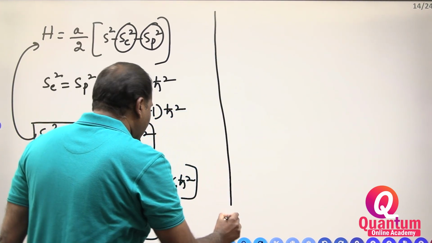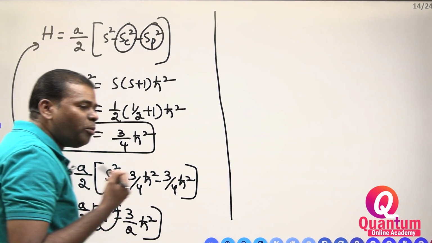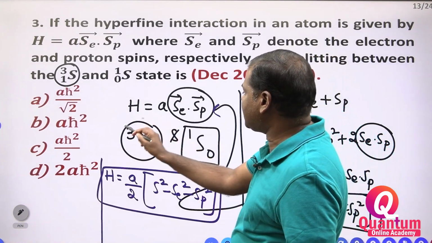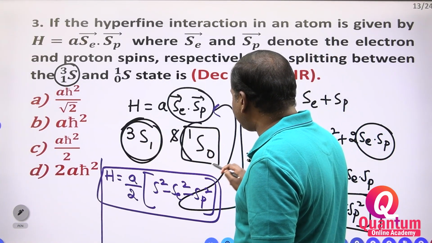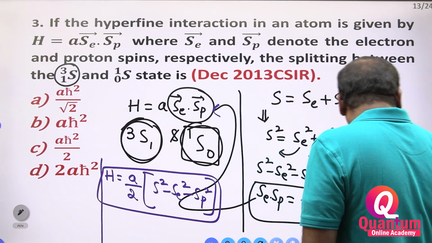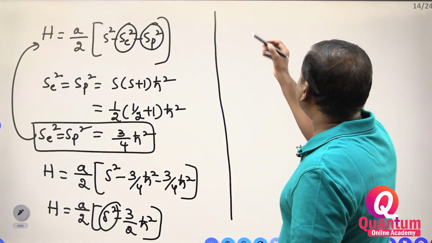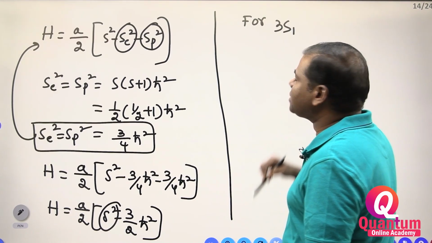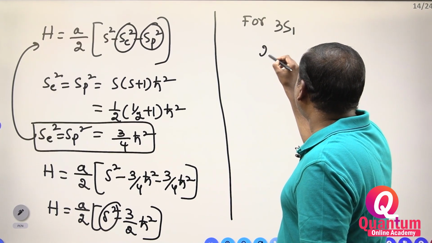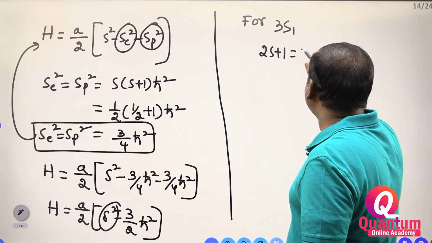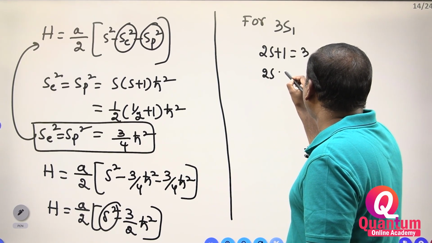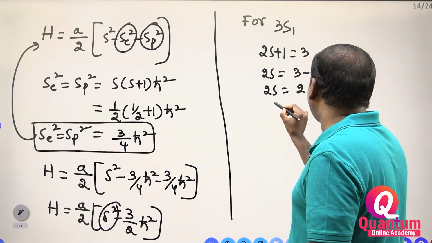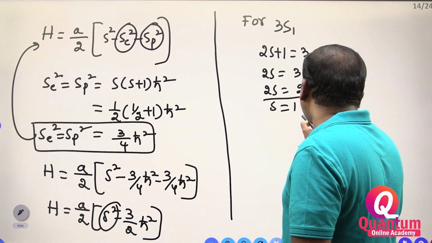Now we have to calculate the S value. How many states are there? These two states are there. One state is 3S1, one more state is 1S0. For 3S1, you have to calculate. The multiplicity 2S plus 1 is equal to 3. 2S is equal to 3 minus 1. 2S is equal to 2. S is equal to 1 we are getting.